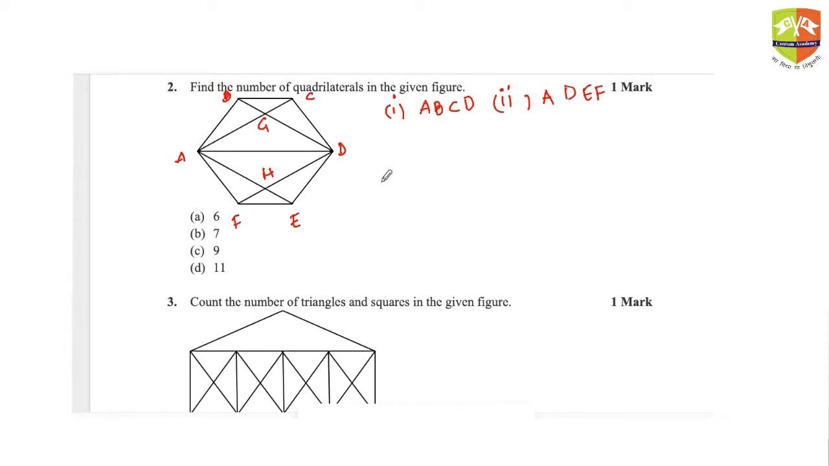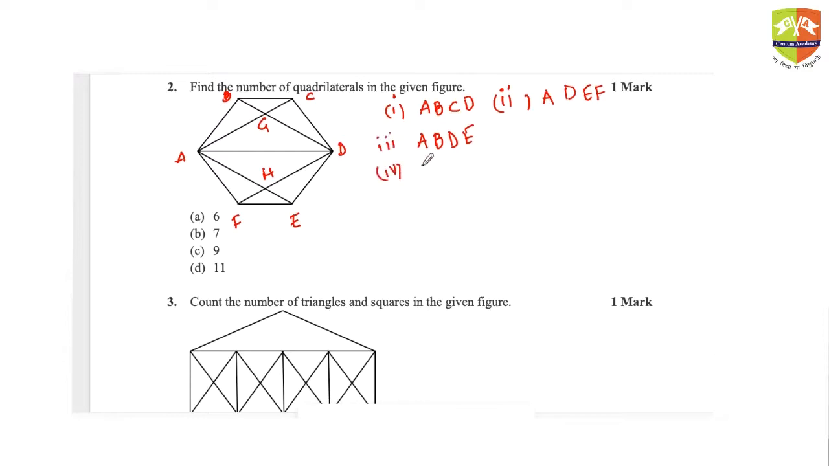Now look at here. There is a rectangle made over here which is looking very, very obvious, which is A, B, D, E. So I have written A, B, D, E. Now if I have written A, B, D, E, why not, instead of going from D to E, there is a direct line going from D to F. So it means that it makes a quadrilateral. So this was my third one.